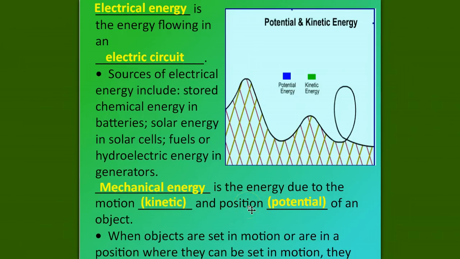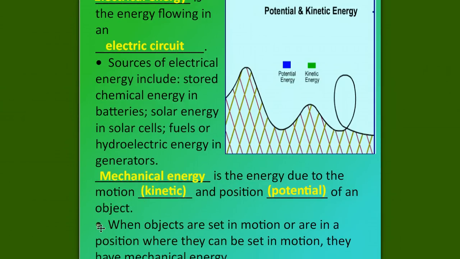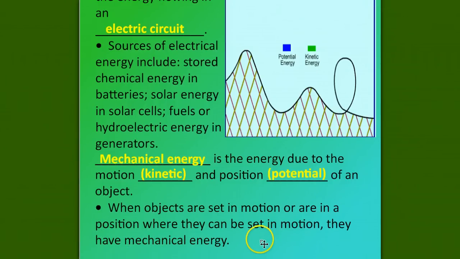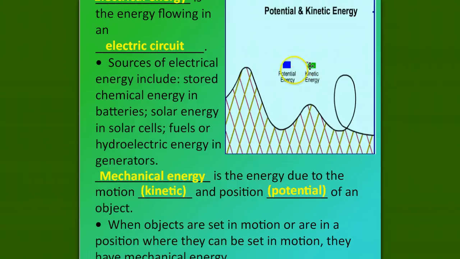So if something's just sitting and it has the potential to do something, that is considered the position of an object. So mechanical energy is energy due to an object's motion and position. When objects are set in motion, or are in a position where they can be set in motion, they have mechanical energy. Let's look right here at this roller coaster. Where it's blue, it's saying it has potential energy. Where it's green, it's saying it has kinetic energy.